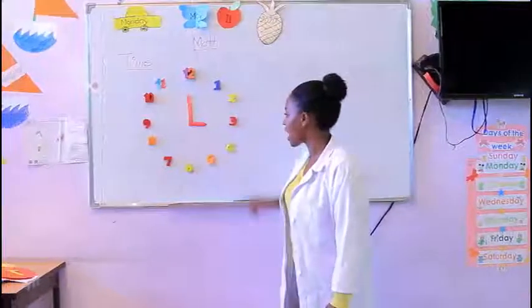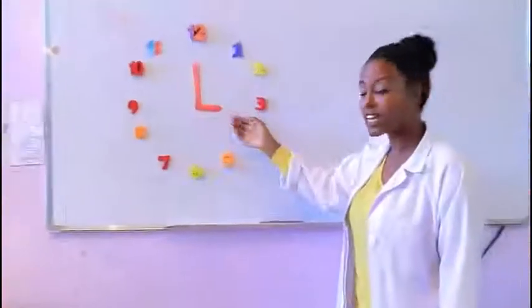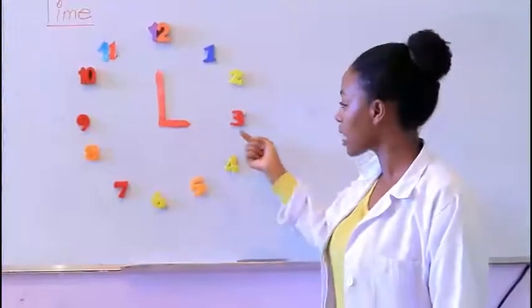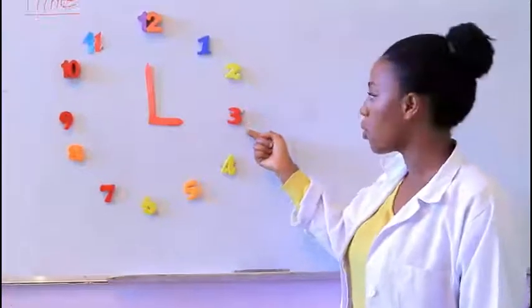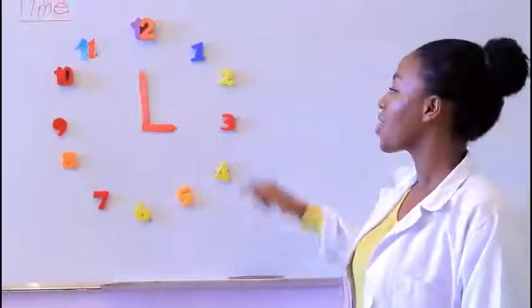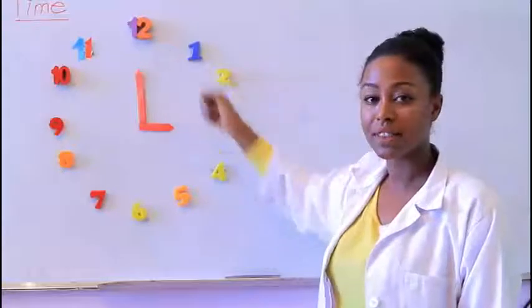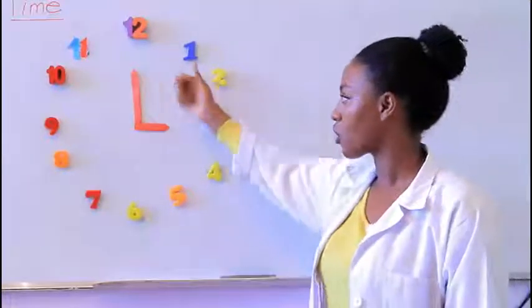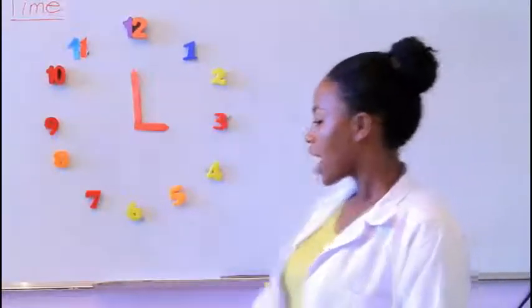And where is the short hand? The short hand tells us the hour, and the short hand is on 3. So what time is it now? 3 o'clock. What time is it? 3 o'clock.